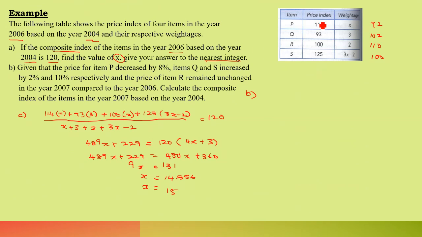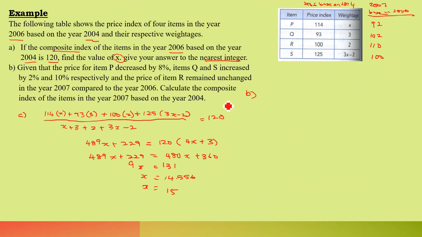So 2007 based on 2006. Okay, so these are given. Remember the one given here was 2006 based on 2004. So earlier was between 2006 and 2004. Now given to you the changes here is for 2007 based on 2006. So you have the third year involved here. So what you need to do is you need to calculate for each one.